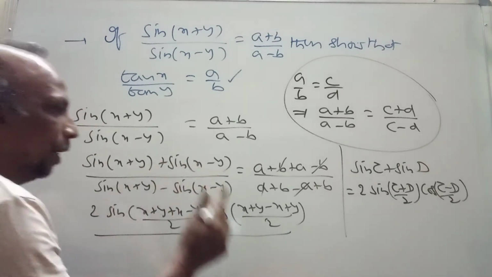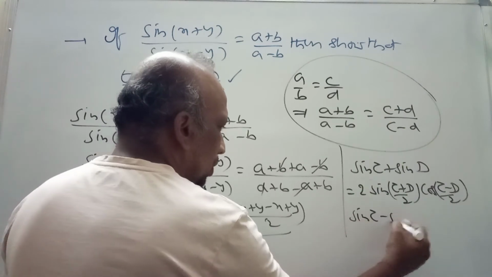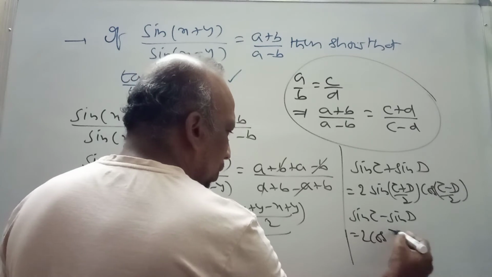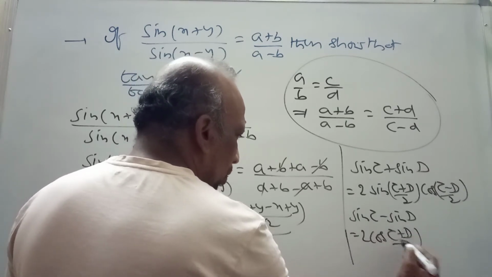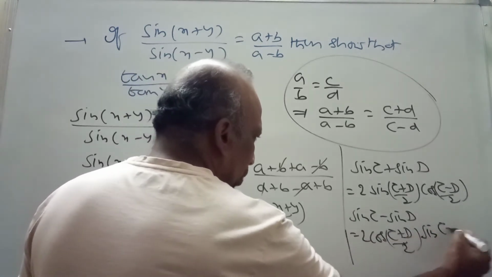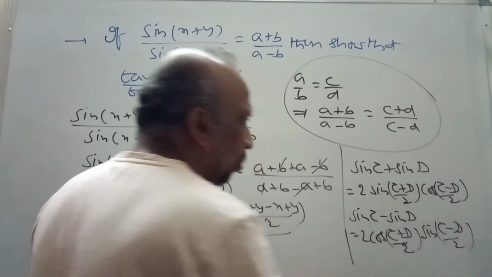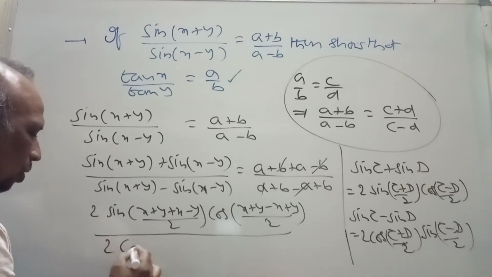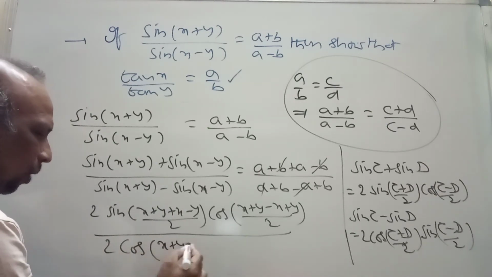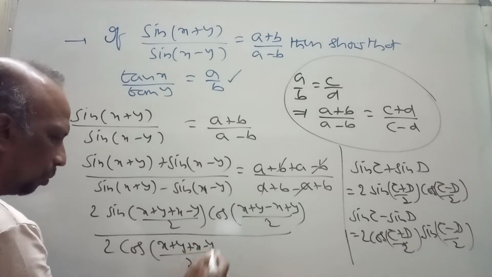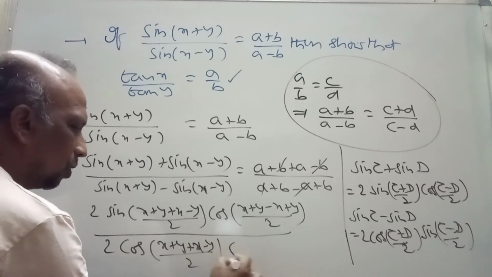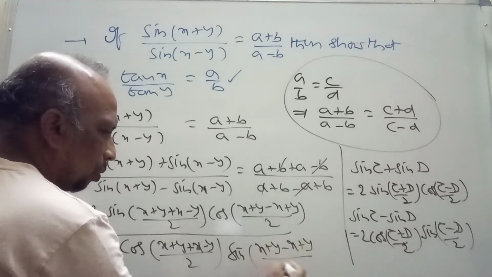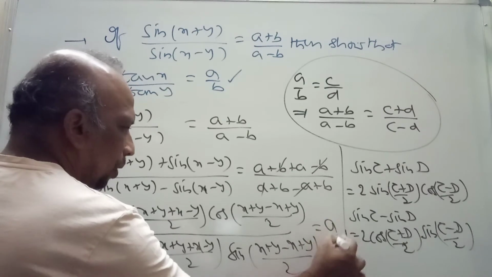What about sin c minus sin d? This also you can see, sin c minus sin d is equal to 2 cos (c plus d) by 2 into sin (c minus d) by 2. So this is the formula. Looking at that formula, I can write the value here: 2 cos (x plus y plus x minus y) by 2 into sin (x plus y minus x plus y) by 2, which is equal to a by b.